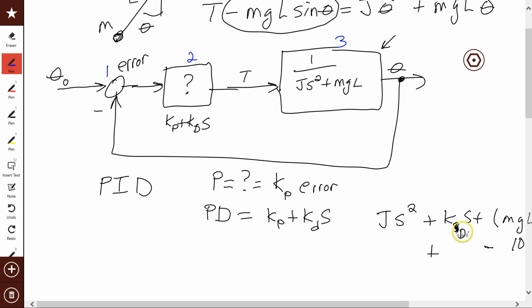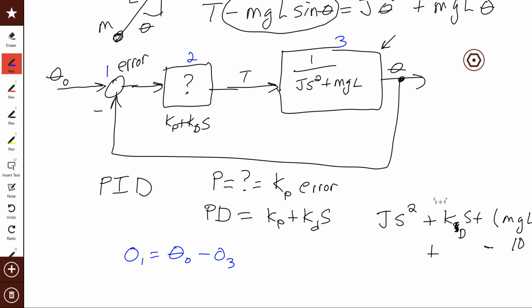Output one, right? Isn't that what I do? Output one equals what? Theta zero, good. Theta zero minus, I would call it output three, but you could, I won't say it's not theta, but I'm going to call it output three.